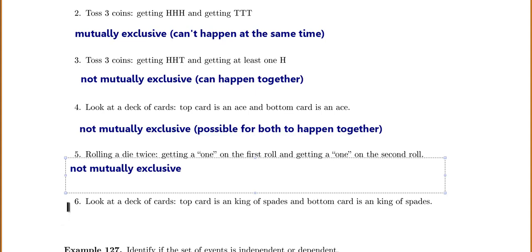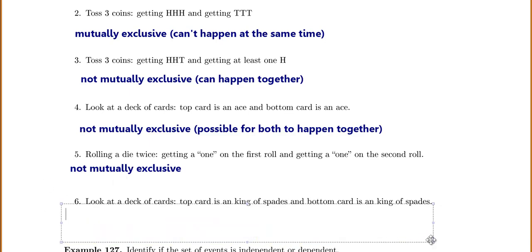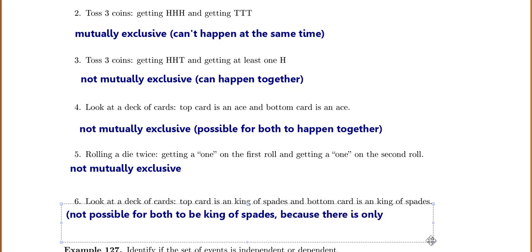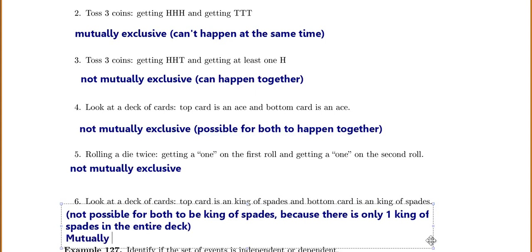And number 6, look at a deck of cards. The top card is a king of spades, and the bottom card is a king of spades. Okay, is it possible for both of them to happen at the same time? No. Not possible for both to be king of spades, because there is only 1 king of spades in the entire deck, so it can't be on the top and bottom at the same time. So this would be mutually exclusive.